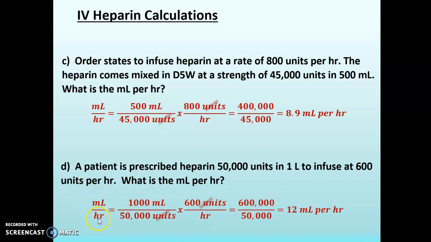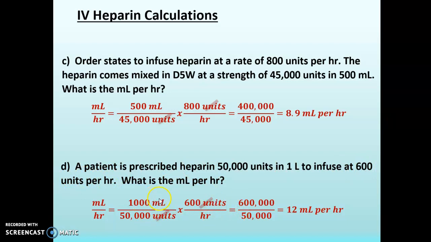So the desired answer is milliliter per hour. We don't have anything about milliliters, but they did tell us 1 liter, right? So remember, 1 liter is 1,000 milliliters, and we're going to pair that with the 50,000 units. Now the units are on the bottom, we need units at the top. So they told us 600 units has to happen per hour. So we'll stack those in there.